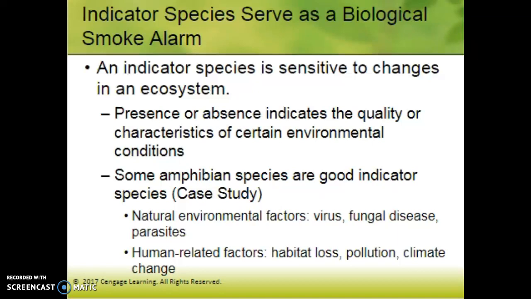So we're picking up looking at indicator species, talking about the same stuff I talked about with the amphibian case study at the very beginning of part 1. We use these species basically like a smoke alarm, like it says on the screen. We see that amphibians are passing away, we know that something is going on. Their presence or absence indicates the quality of the environment.